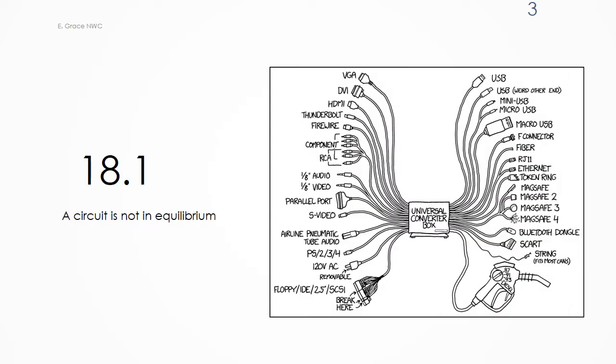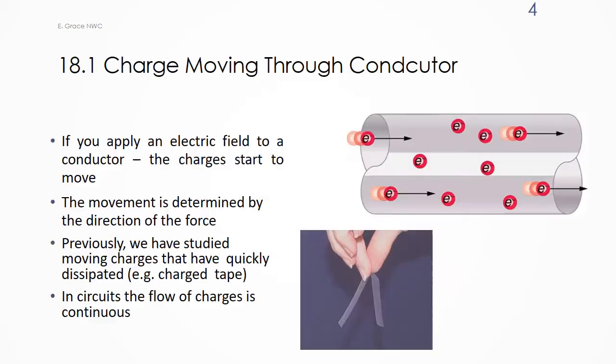So the first thing to know is that a circuit is not an equilibrium. I've talked about this a few different times, but we're really going to see why that must be the case in order for us to turn on a light bulb.